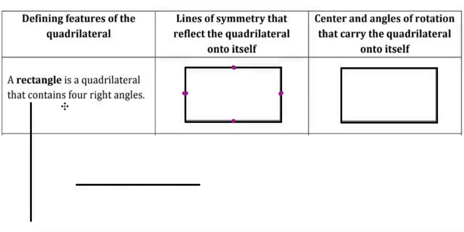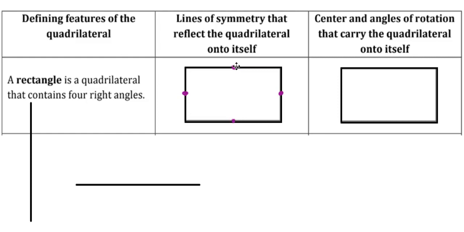Let's take a look at a rectangle. We need to find lines of symmetry that reflect the quadrilateral onto itself, and a center and angles of rotation that carry a quadrilateral onto itself. Let's start with a line of reflection.